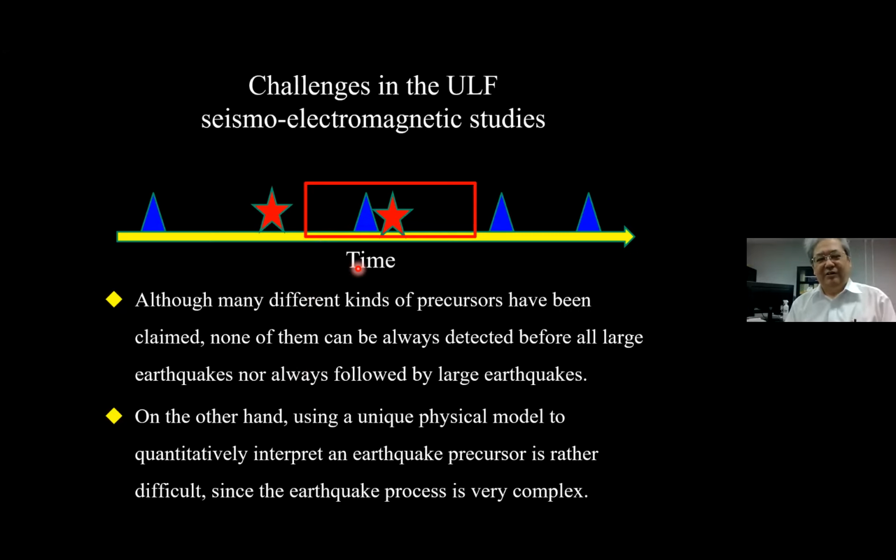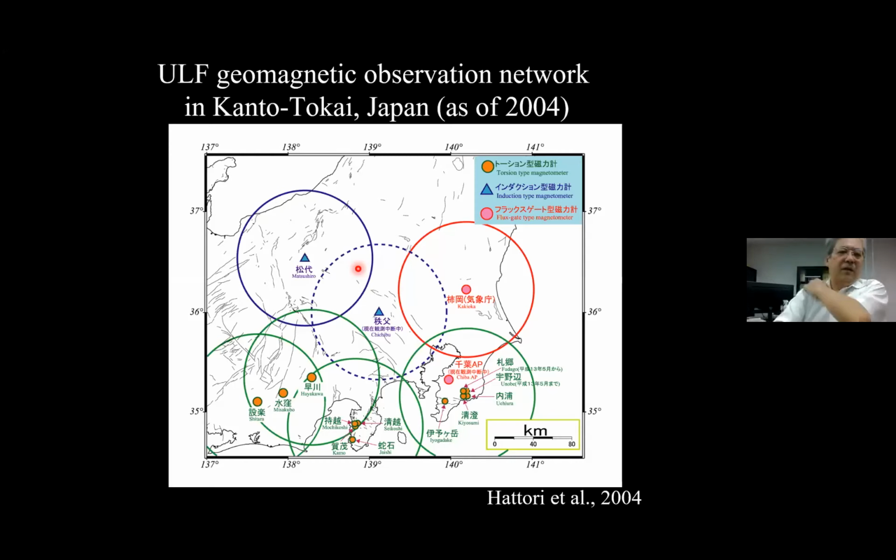Correlation exactly or not. So that is a very important point. Due to this, we need a very sensitive signal analysis method. We analyze the data observed here and here and here. This is our station map as of 2004.